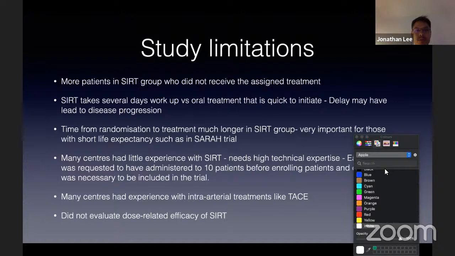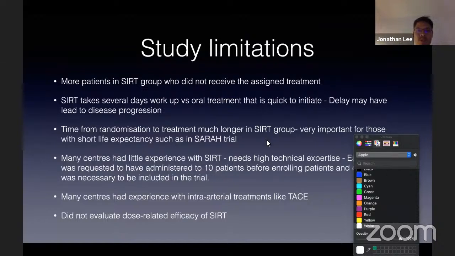So, study limitations. They accepted that some of the SIRT group did not receive the originally assigned treatment, although they didn't explain in full detail why that necessarily was. SIRT can take a number of days to be worked up, so we've already said that there can be a delay of up to 2 to 5 weeks from randomization, as opposed to sorafenib, which would be the week following.